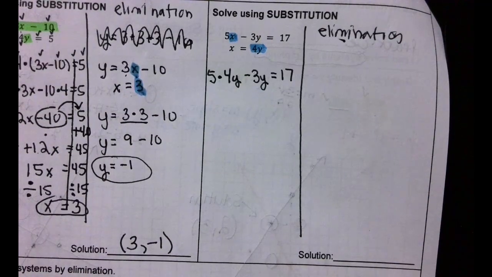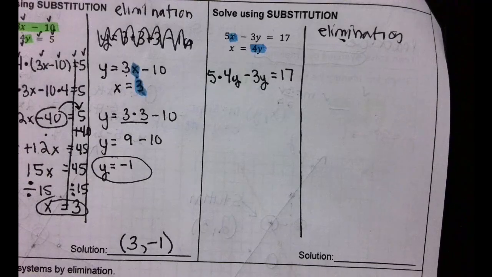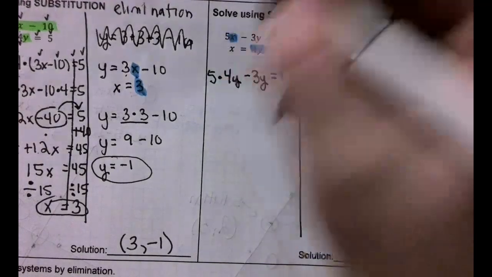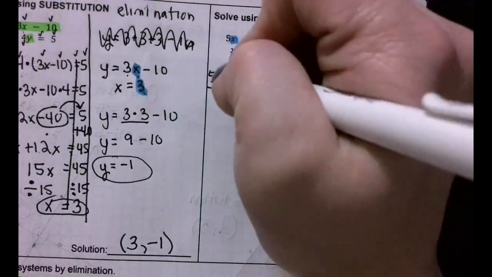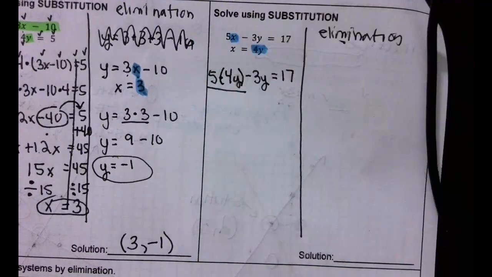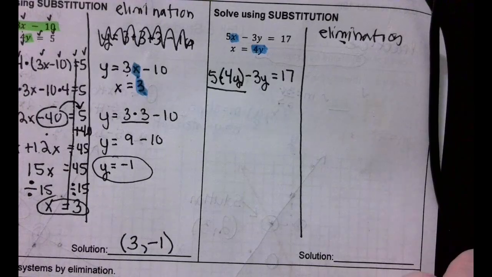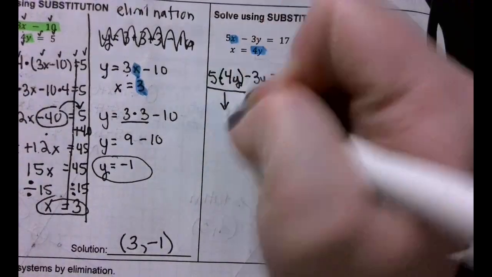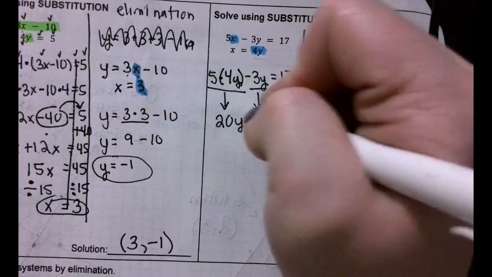Now, I'm going to go back to solving it. I don't see any distribution because there's no parentheses. So I'm going to go straight to combine like terms. Before I do that, I forgot this guy right here. I guess there's a little bit of distribution. Most of the times you'll see your teachers write it like this. The bright side of using the parentheses is you remember to distribute the 5. 5 times 4y is 20y. I'm going to bring down my minus 3y.